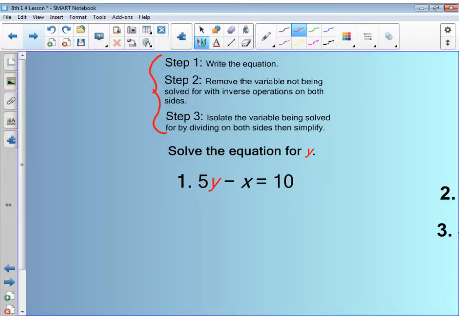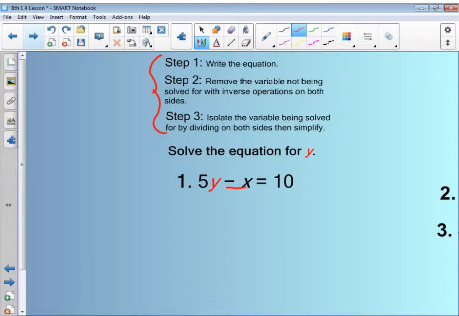So I went ahead and made y red just so that I knew that that is going to stay. Everything else is shifting to the other side by doing the opposite. So I have 5y minus x equals 10. Now, I need to get rid of any of the adding or subtracting that's involved. So in other words, I'm going to have to get rid of this x part.